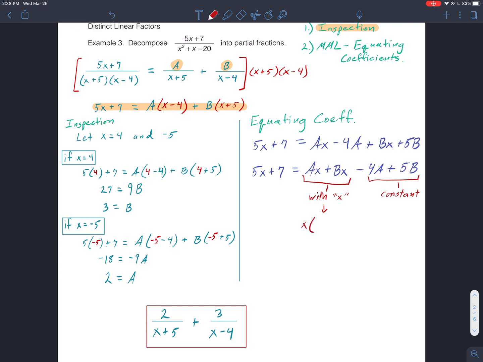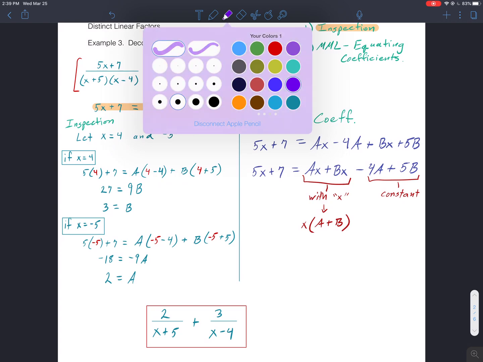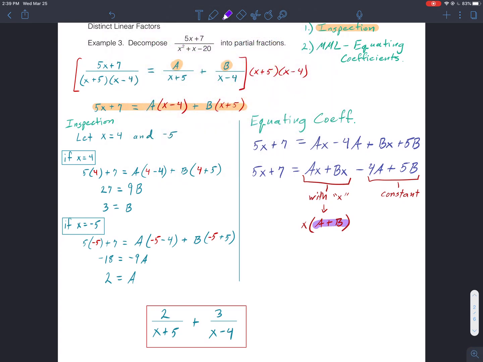if I factor an x out, it's x times a plus b, right? If I factor the x out of this, I'm left with a plus b. So this really coincides. This is where the equating comes in. This a plus b is attached to an x, and it is set in an equation where on the left side you've got a value attached to an x. So in other words, what we're saying is that 5 must be the a plus b. 5 must equal a plus b.